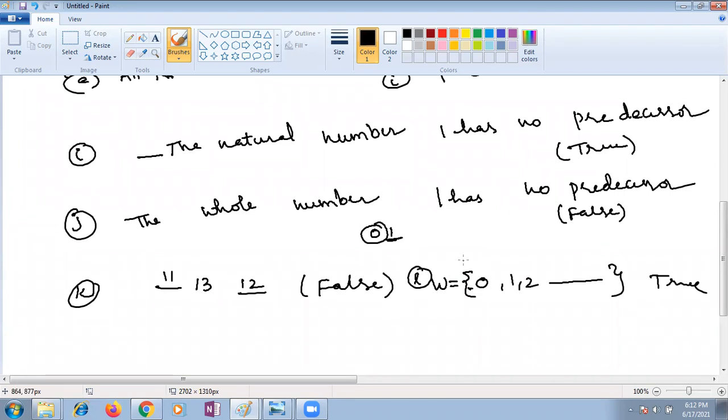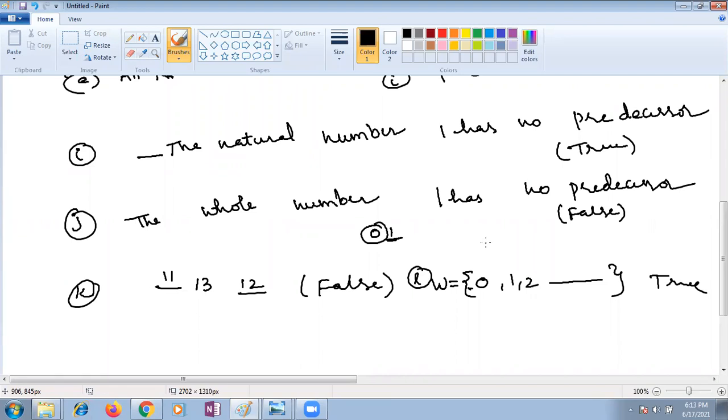Next, last one. The successor of a two-digit number is always a two-digit number. 99. You see, it is false, right? Ma'am, it is false. In which case is it false, Ashwath? The successor of a two-digit number is always two-digit.